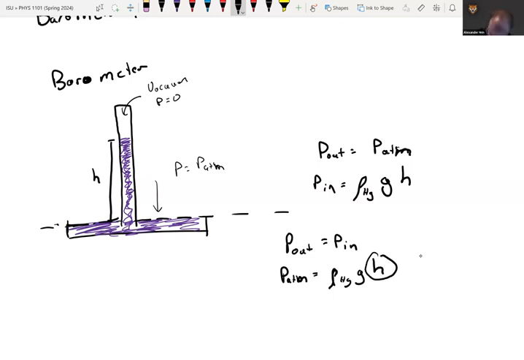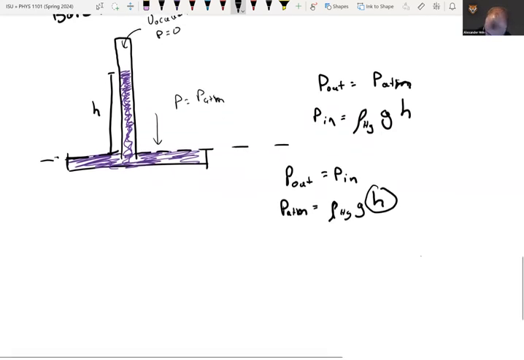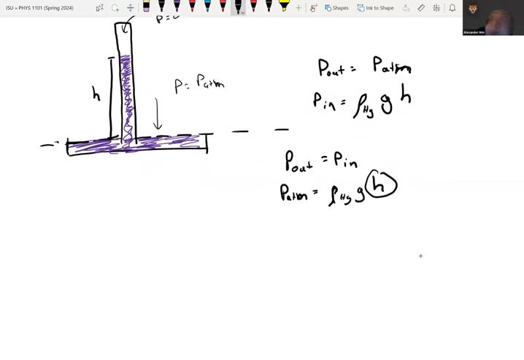So the idea here again is that if you watch h change, given that the density of mercury and gravity are constants, the only reasonable thing that could have changed is the atmospheric pressure. So that's why this thing measures atmospheric pressure. That's what's going on here. Now, a manometer is kind of similar.